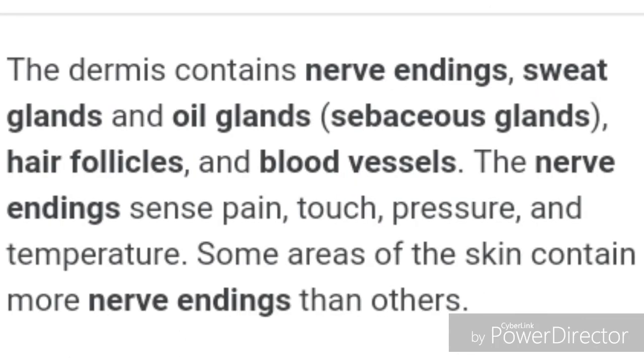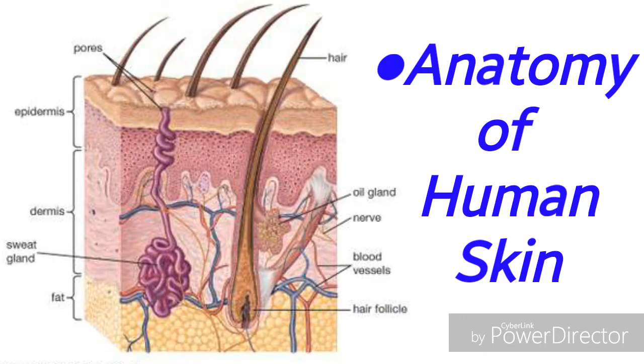The dermis contains nerve endings, sweat glands, and sebaceous glands, hair follicles, and blood vessels. The nerve endings sense pain, touch, pressure, and temperature. Some areas of the skin contain more nerve endings than others. The dermis is divided into a papillary region and a reticular region. The primary function of the dermis is to cushion the body from stress and strain, and to also provide elasticity to the skin, a sense of touch, and heat. The dermis contains hair roots, sebaceous glands, sweat glands, nerves, and blood vessels.